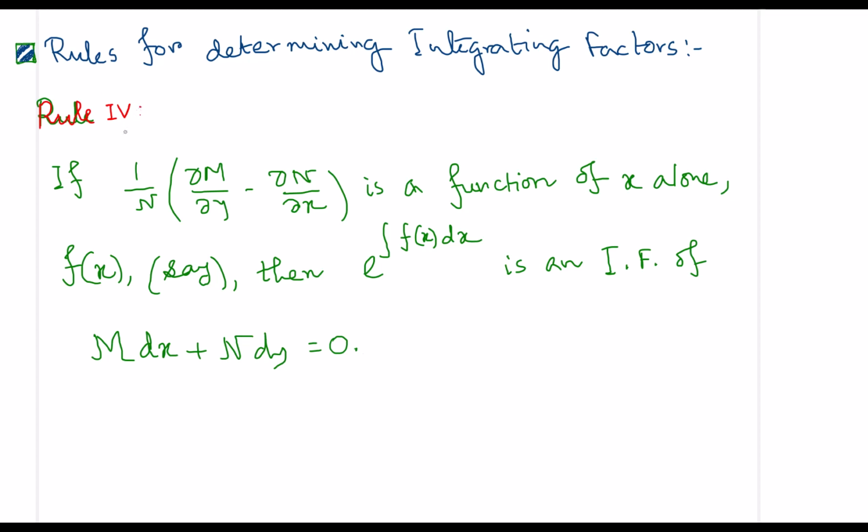Here we see rule 4. If 1 by n into del m by del y minus del n by del x is a function of x alone, say f(x), then e to the power integration f(x) dx is an integrating factor of the differential equation m dx plus n dy equal to 0.